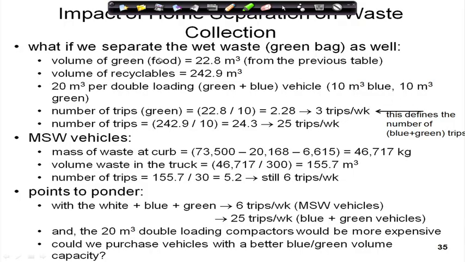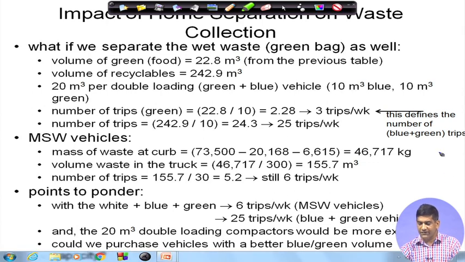So that gives us how to go about this. Then if you separate the wet waste, say if you decide to do that, I will do the wet waste like the green bag as well. Remember, when we were talking about collection systems from different places around the world, I showed you, for example, in San Francisco, they have food waste separate, dry recyclable separate, and then the thing going to the landfill. So there are three-way collection.